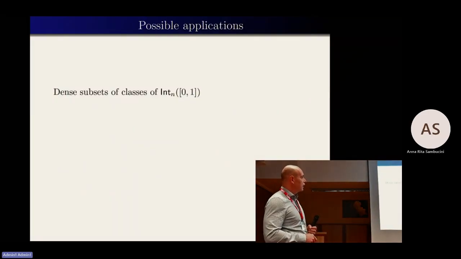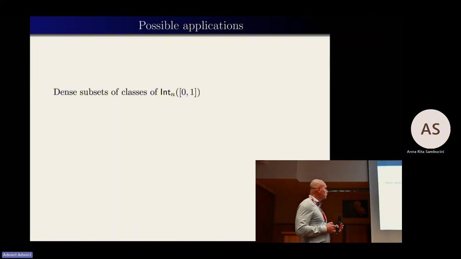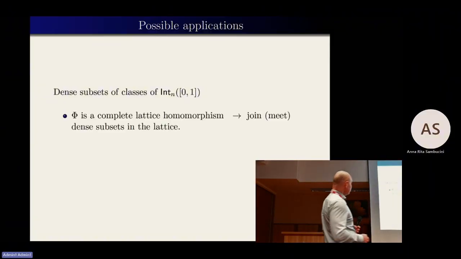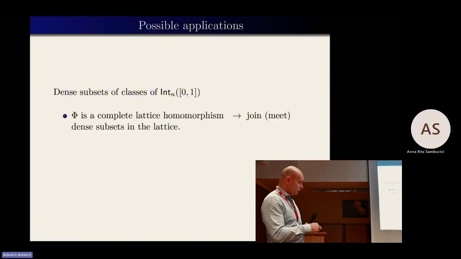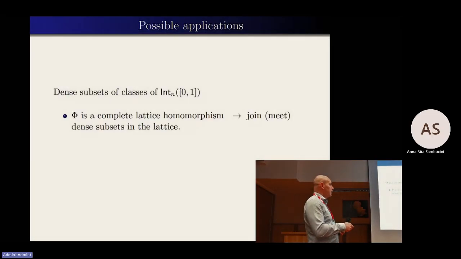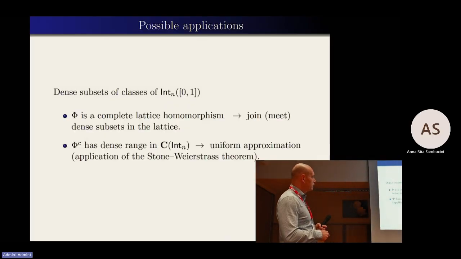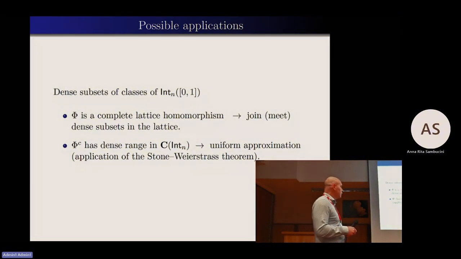As a last slide, a possible application of these results is that it enables us to identify some dense subsets of intermediate functions. First, since this mapping is a complete lattice homomorphism, we were able to find some join or meet dense subsets in the lattice of all functions from the algebraic point of view. Another possibility is, since this operator has dense range in the set of continuous intermediate functions, it can be used to find some uniform approximation.